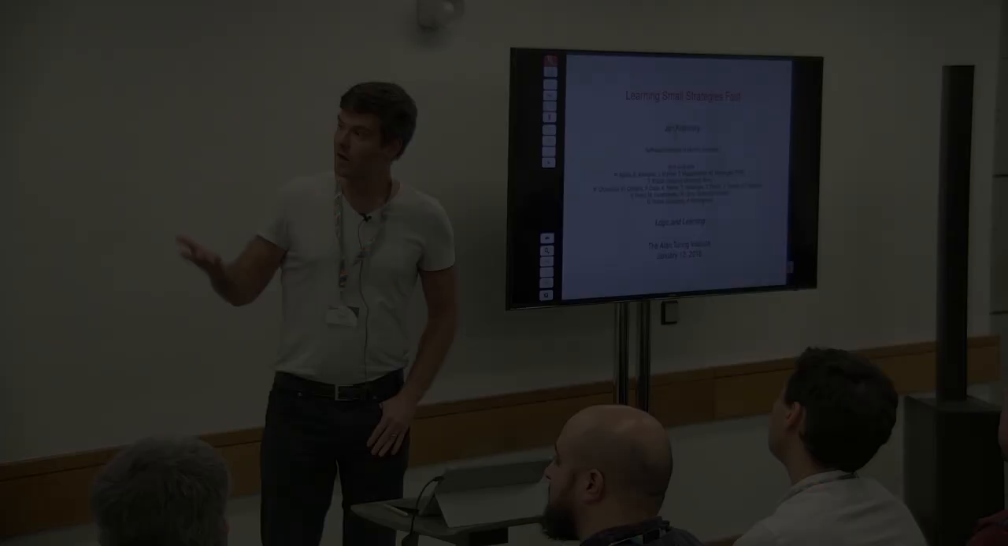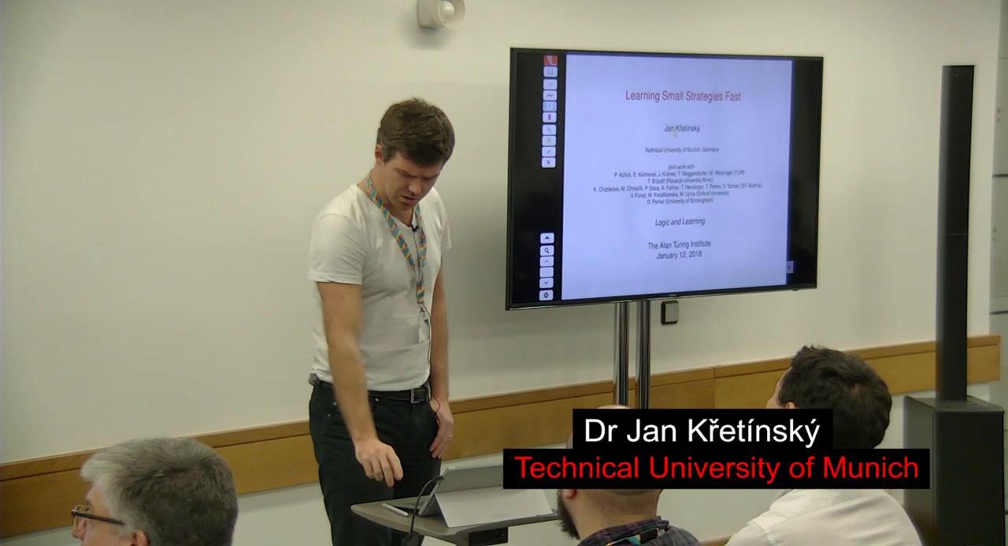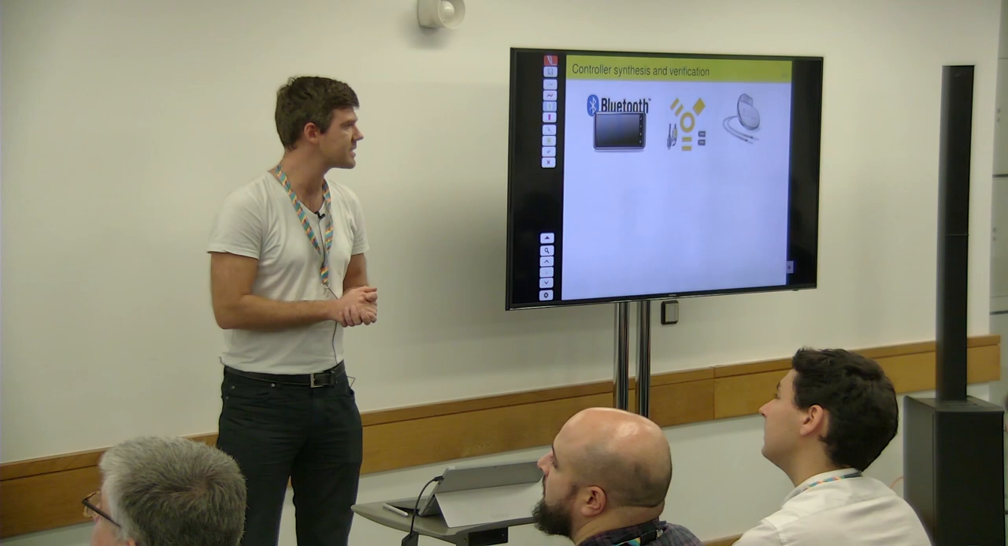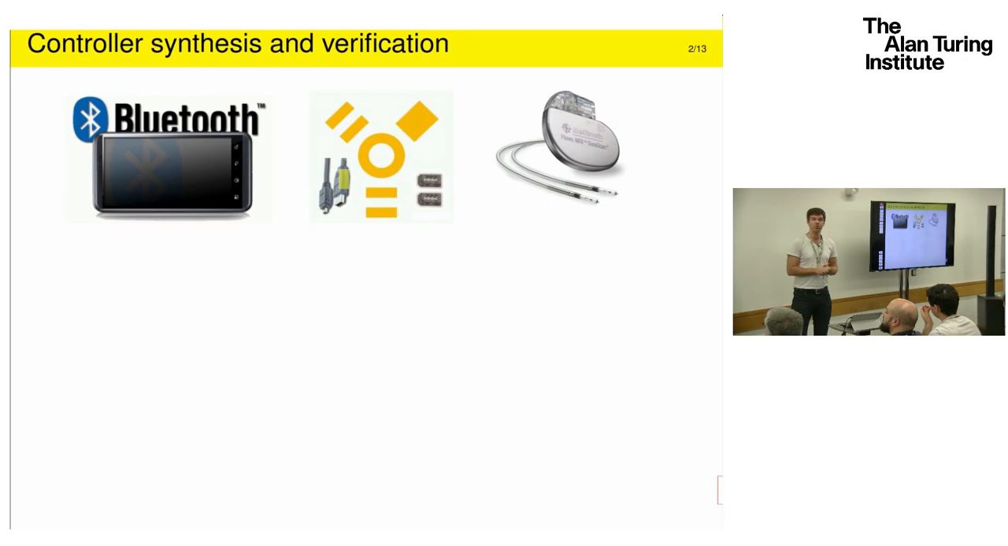This is essentially a story of how we try to learn how to use learning in verification. So what is the setup? The setup is we want to control systems that have maybe some probabilistic behavior. There are some degrees of freedom, and we want to control them in some optimal way, or we want to ensure that no matter what happens, they work properly.